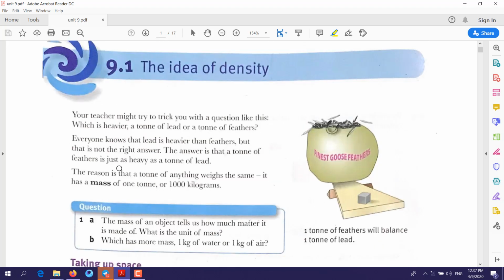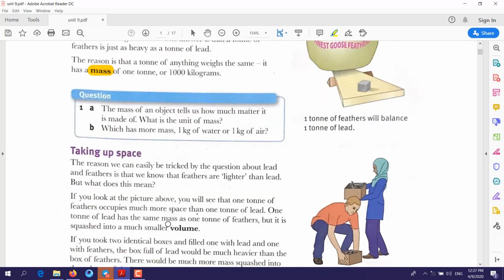Density depends on two factors: mass and volume. So density is the amount of mass in a given volume. Okay.